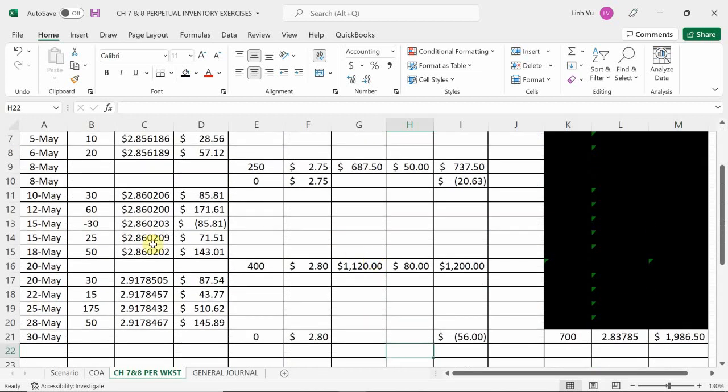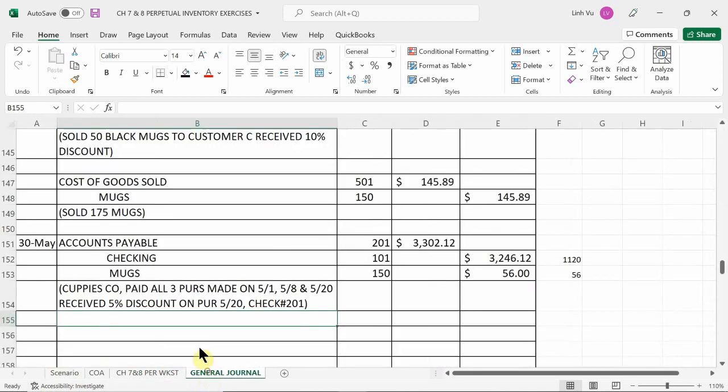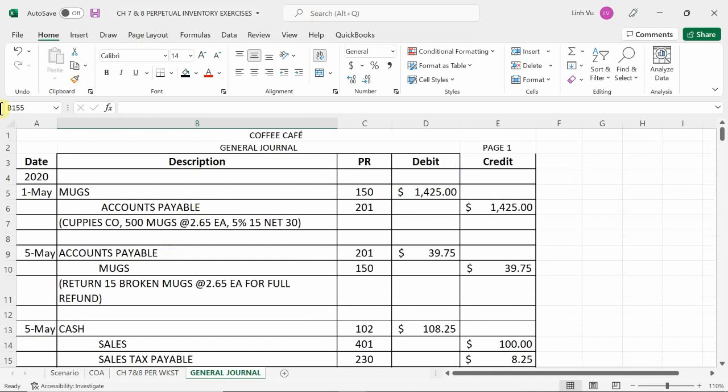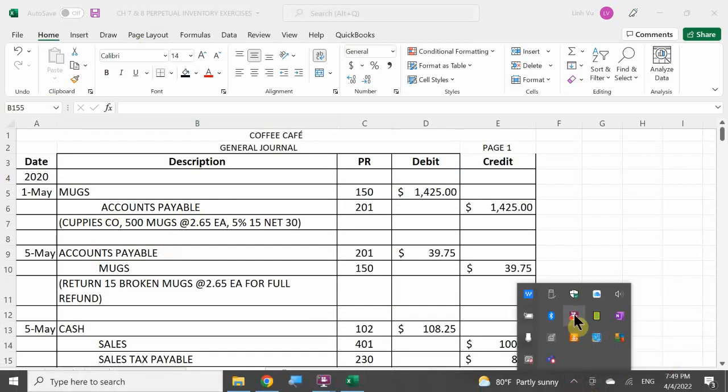Okay? So we get to take a look at how we moved from one to another, looking at what a sales return does, a sales allowance does, a purchase return does, and a purchase discount does. And we practiced journalizing. All right? So again, that is it for today.